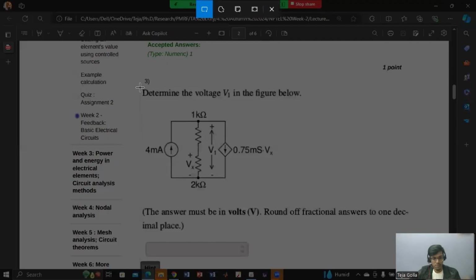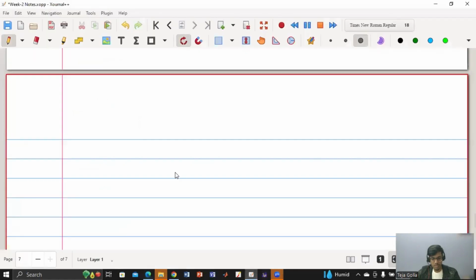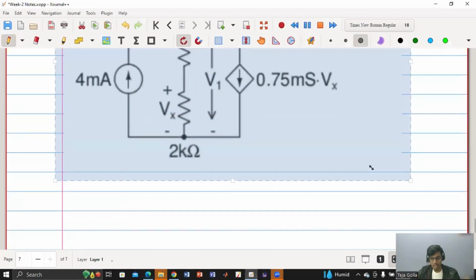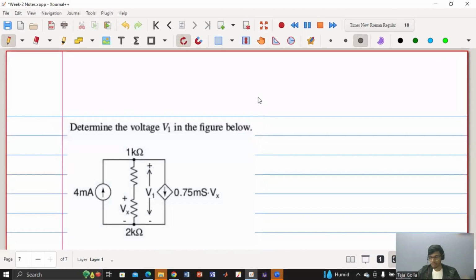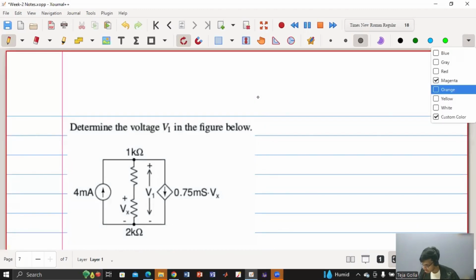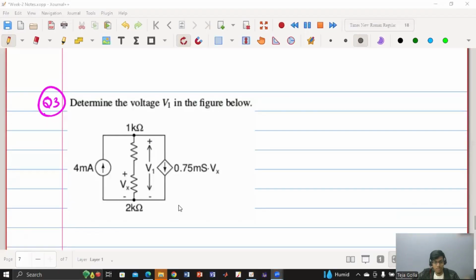Okay. So now in this question, if you see they are asking determine the voltage V1 in this figure. So first of all, I can see that there is a dependent source or a control source. Can you please identify under which category it falls? Voltage control, current control, voltage source or current source? So voltage control current source. Basically, it is a current source and it is dependent on a voltage. You are very right. So it is voltage control current source, VCCS.